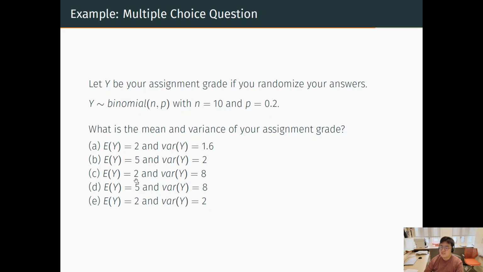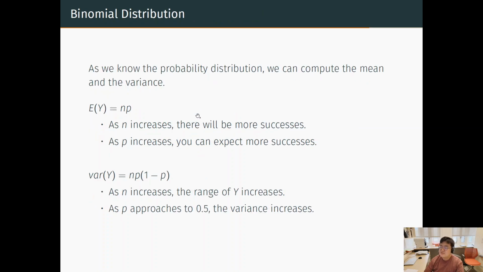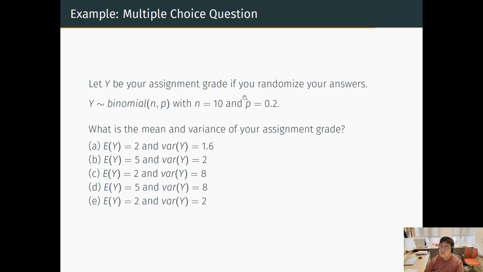So A or C or E. And then the variance is n times p times 1 minus p. So n times success probability 20% times failure probability 80%, which is 1.6. Right, this is the answer. Okay, I believe it's pretty easy.